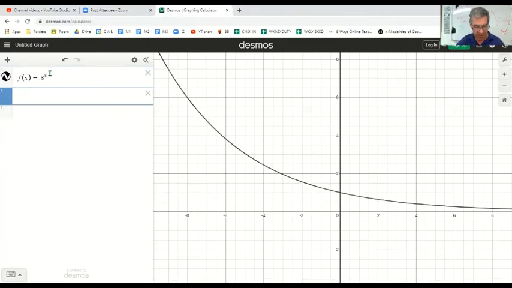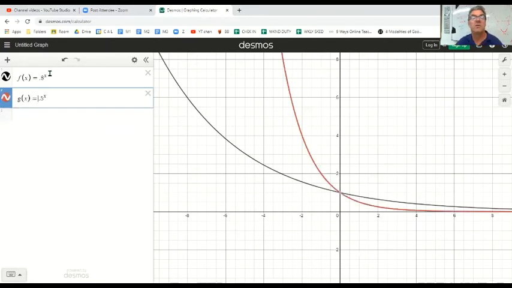Let's try another one. Let's try our g of x this time. Let's have that be 0.5 to the x, not 2 to the x. There we go. Forgot my equals. There we go. So now this, the red line here, this is decreasing more steeply. Okay, so again, we're getting a steeper and steeper function as our fraction, our 0.5, which is really just 1/2, gets smaller and smaller.